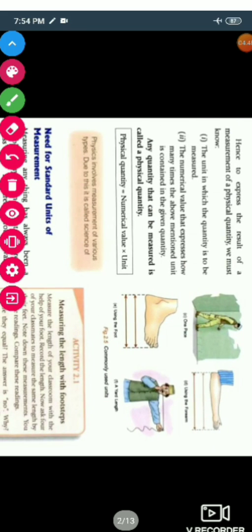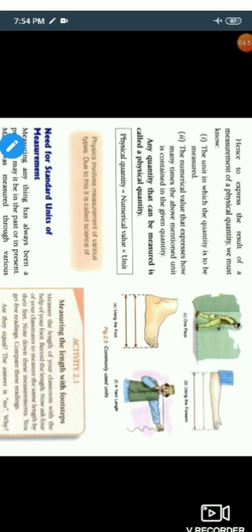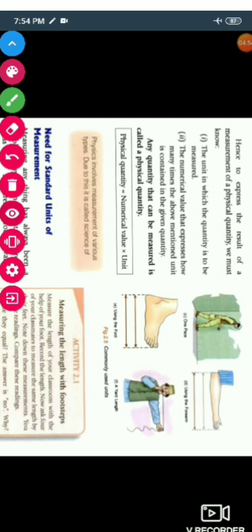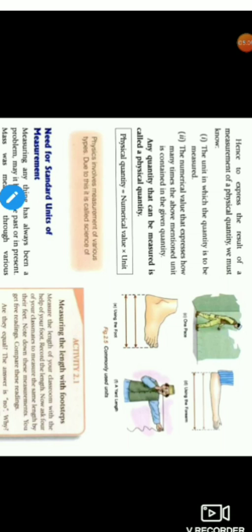Hence, to express the result of a measurement of a physical quantity, we must know the unit of the quantity to be measured. First, we must know whatever we are measuring, what is the unit of that thing. The unit for measuring liquid is different; you all know it is the liter. To measure a solid thing we use kilogram, and to measure distance we use kilometer. So first we know which quantity we are measuring and what the unit is for that particular quantity.